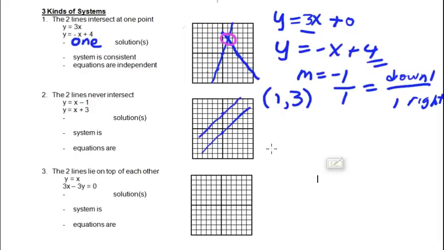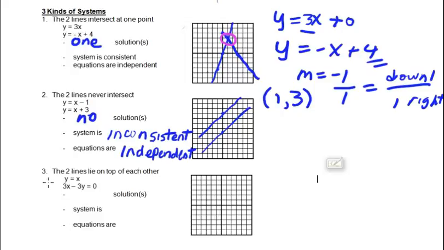Looking at these two lines, we can see that there is no point of intersection, and so there is actually no solution to this system. Because the system has no solution, it's impossible to be on both lines at the same time, and so we say that the system is inconsistent. However, because the two lines do not follow each other, we say that these two equations are independent.